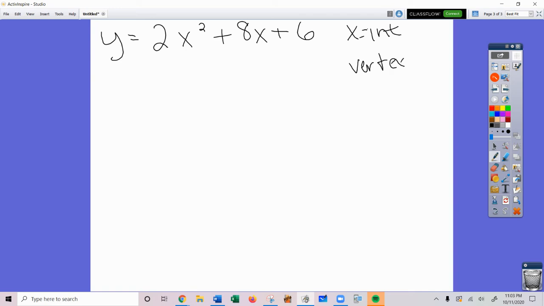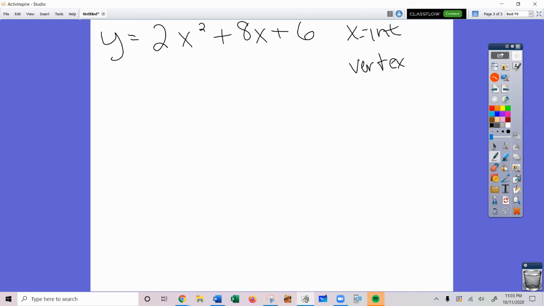So let's look at one more. Let's say we have y equals 2x squared plus 8x plus 6. Okay, and let's say we want to find the x-intercepts, and we also want to find the vertex. So we are going to find both of those things.